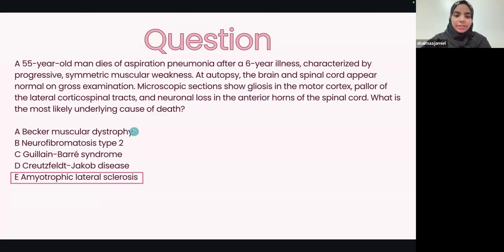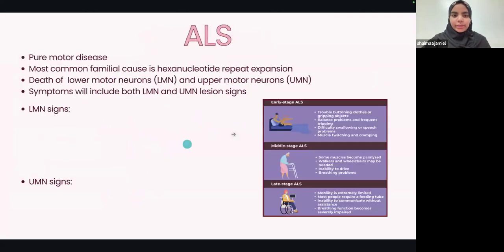Perfect. Becker muscular dystrophy, I think you took that, but basically it's Duchenne's friend, but less severe. Neurofibromatosis type 2, nothing gives that. Guillain-Barré syndrome is ascending muscle weakness, but also it's demyelination, no upper motor neuron signs, only lower motor neuron lesion. Creutzfeldt-Jakob, this is not it, as we mentioned before, the prion disease.